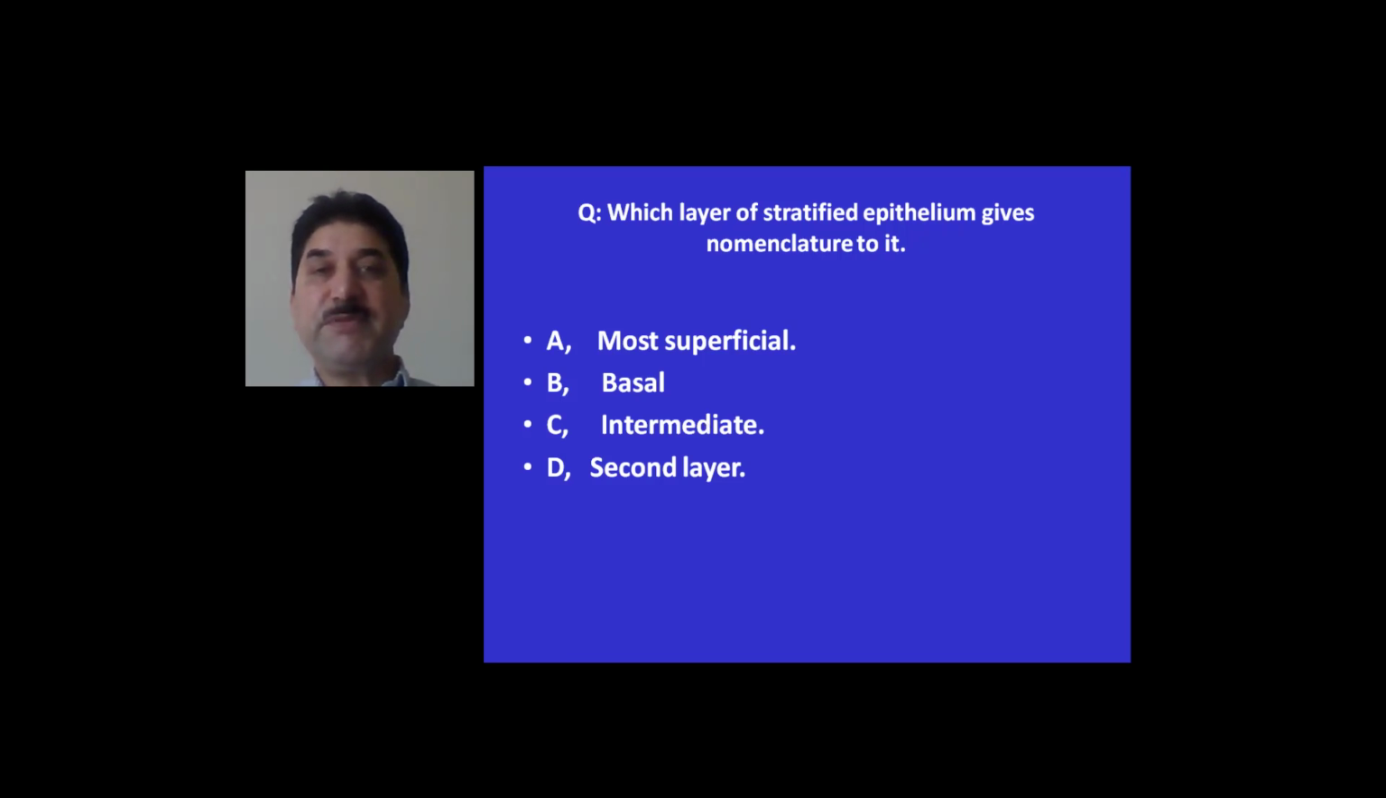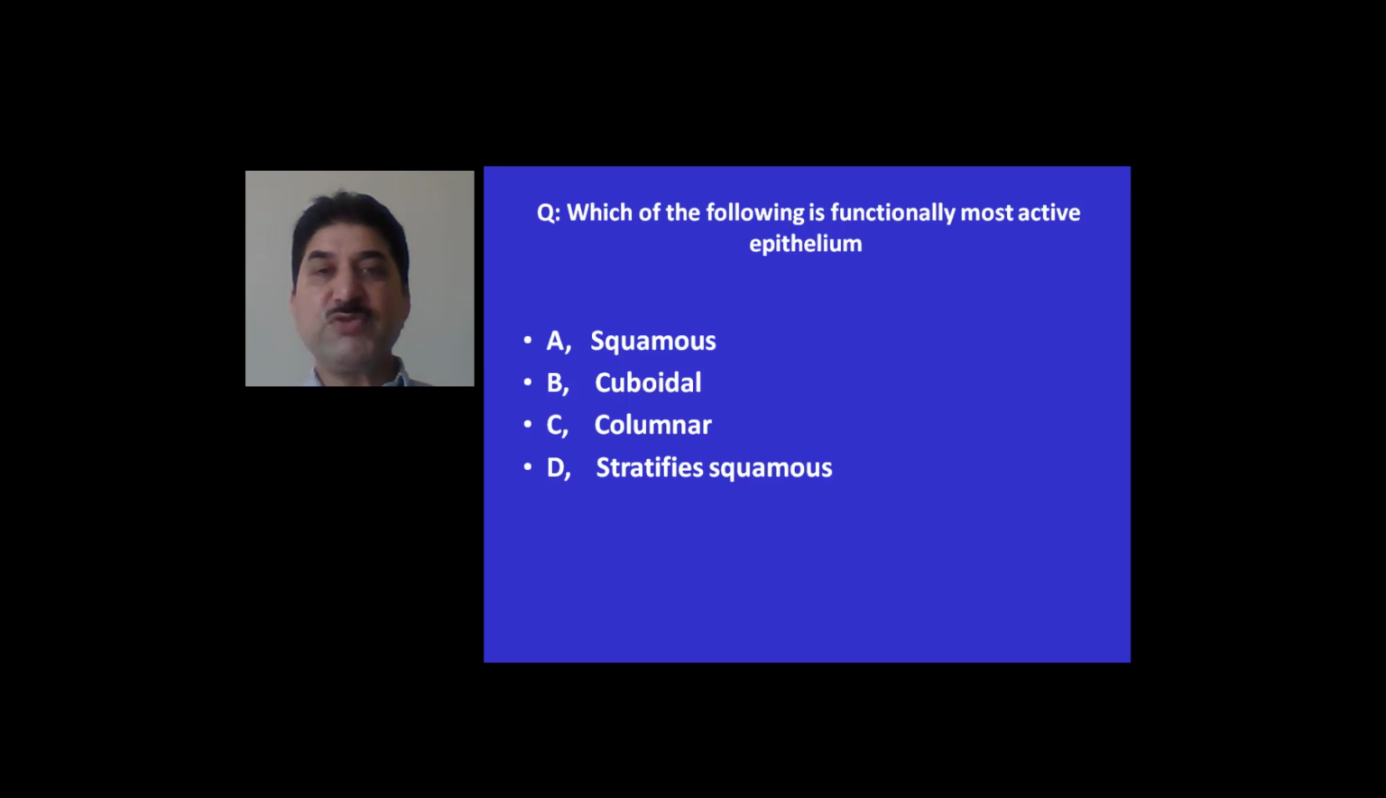Which layer of stratified epithelium gives nomenclature to this epithelium? Most superficial layer, basal layer, intermediate layer, second layer. The most superficial layer in case of stratified epithelium gives nomenclature to this epithelium. Which of the following is functionally most active epithelium? Squamous, cuboidal, columnar, stratified squamous. As already explained, columnar is the most active epithelium. This type of epithelium is found in the gut, where the function is either secretion or absorption. It is also found in stratum basale of epidermis, which is metabolically the most active layer of the epidermis.